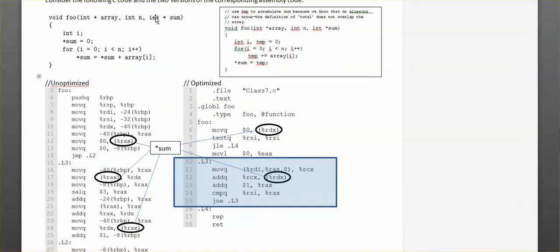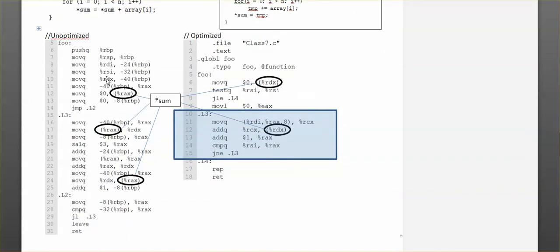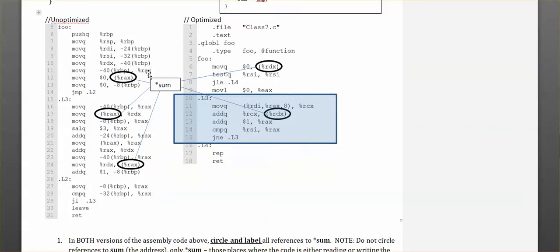Well, sum, if you remember, is going to be using a particular register. RDI is going to be used for array, RSI is going to be used for n, and RDX is going to be used for the pointer sum. So if we look at our code over here, we come down, we notice that RDX is saved in a particular location on the stack. Notice we're using the frame pointer in this case to set up a stack frame, and that value is being passed into RAX, so the pointer is being saved in RAX, and we notice that right here we have an access to the value at the address stored in RAX. So this is an access to star sum.